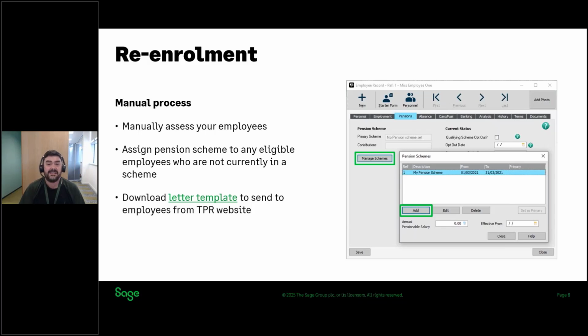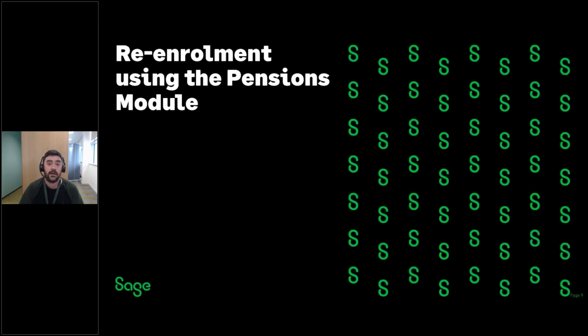So that there is the manual process, but for any pensions module users, the good news is that many of these tasks are automated for you, and a lot of this happens in the pension assessment option. So what we're going to focus on for the rest of the webinar is re-enrolment using the pensions module, and we're going to start with a quick look at your re-enrolment settings.